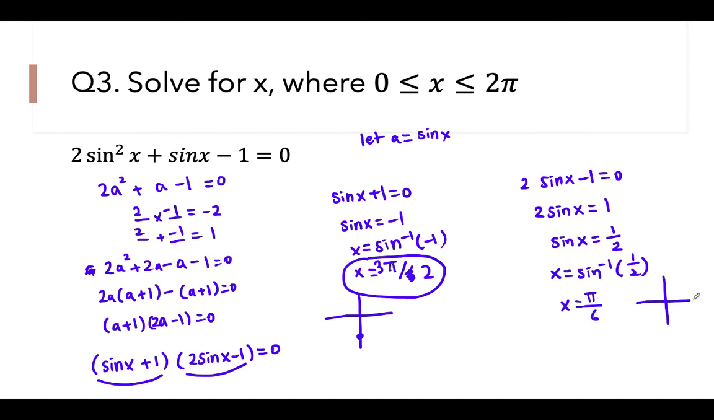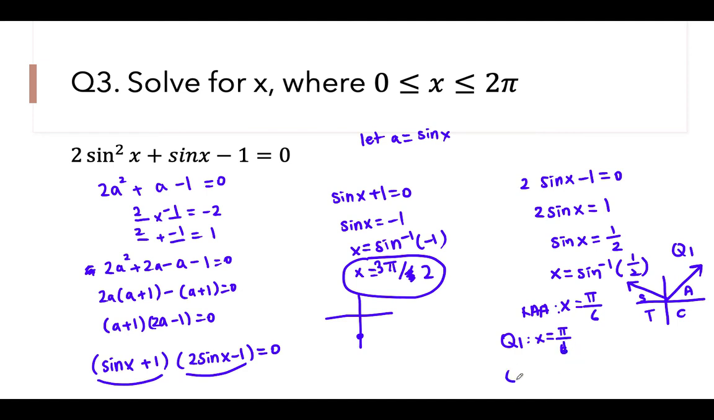Now you will notice that pi over 6 is 30 degrees, which is located here. Okay, so this is my related acute. Now, we have to ask ourselves, where would sine be a positive ratio? Because sine x is equal to 1 over 2. So it's going to be in quadrant 1 and quadrant 2 using the CAST rule. So we know quadrant 1 is going to be the same as my related acute, so it's going to be pi over 6.